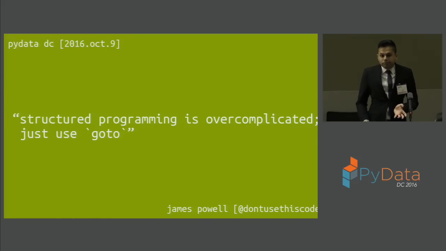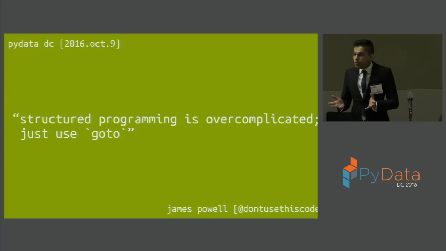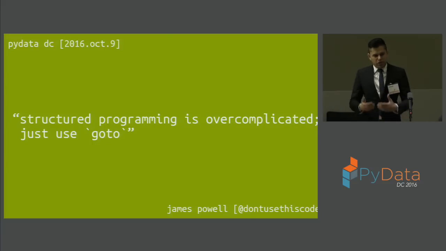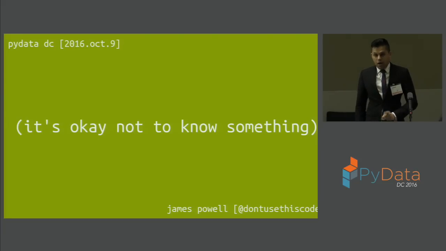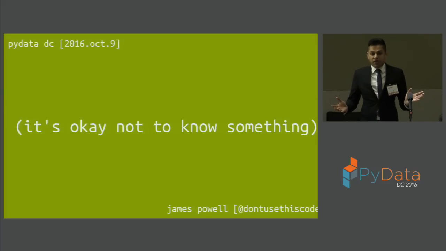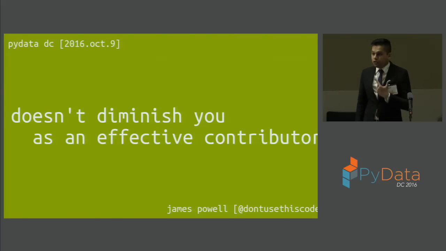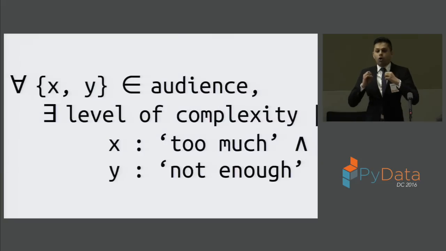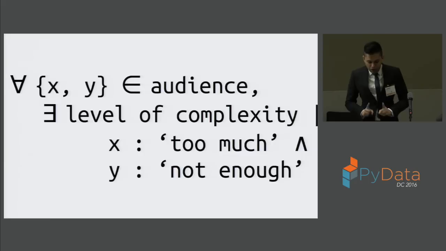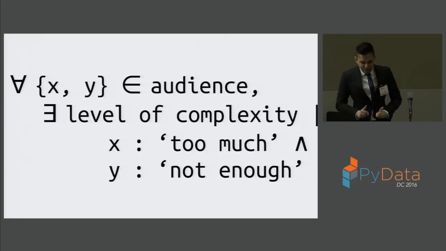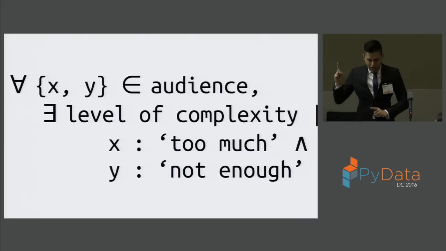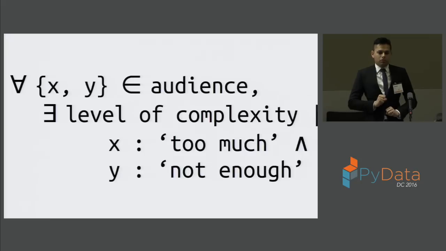And the argument here is that we all have some barrier for what we consider to be too complex and not complex enough. And to say keep it simple, stupid, because it's just beyond what we know is, I feel, a fairly uncompelling argument. Now, I should qualify that by saying that it's okay not to know something. I'm not diminishing people by saying that if you don't know something, or if you don't have a certain level of technical sophistication, that's wrong. It doesn't diminish you as a human being, and it doesn't diminish you as an effective contributor to a project. What I am saying is, for every pair of you here in the audience, there exists some level of complexity, some example, such that one of you would say that's too much, and one of you would say, no, that's necessary to solve the problem.